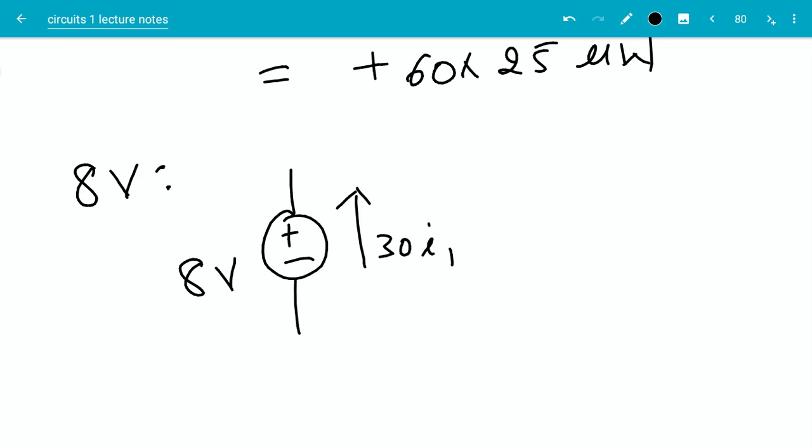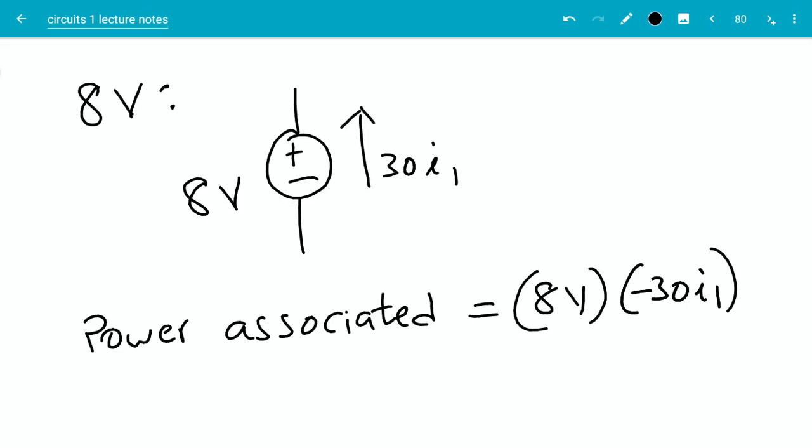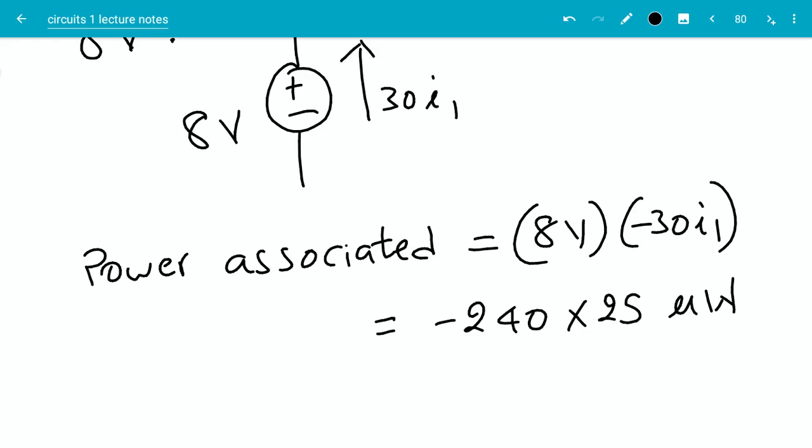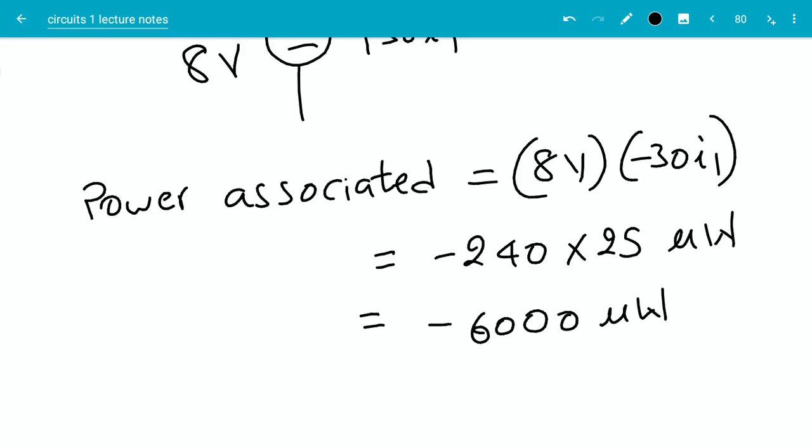Let's look at the 8 volt voltage source. Power associated would be the voltage value times the current in the direction of the voltage drop, which will be equal to negative 30 I1. Substituting the value for I1, we get negative 6000 microwatts. Since the power associated is negative, this is also generating power.